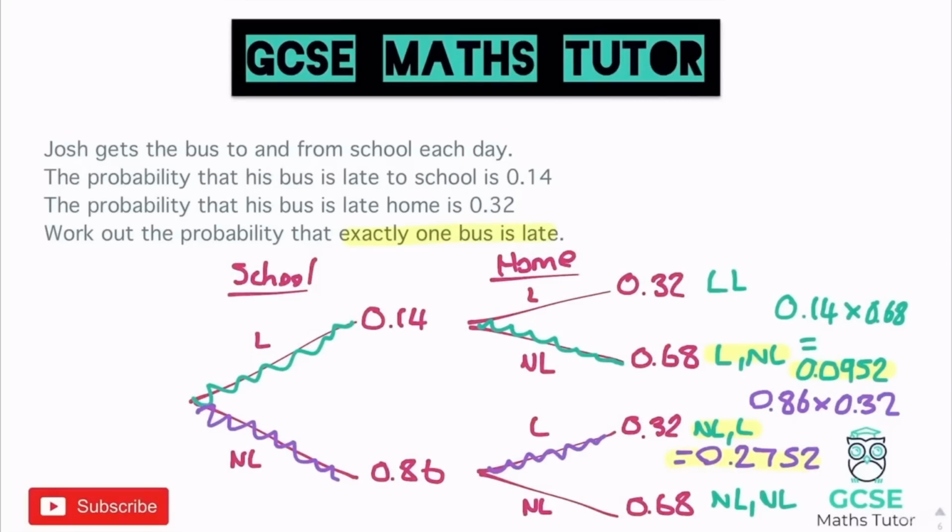Now obviously, just like before, we've got 2 outcomes here. We've got late and then not late, or not late then late, so we need to add them both together. So if I do that up here, we've got 0.0952, and we need to add to that 0.2752. There we go, and if we add them together, I'm going to do it on the calculator, we get 0.3704.